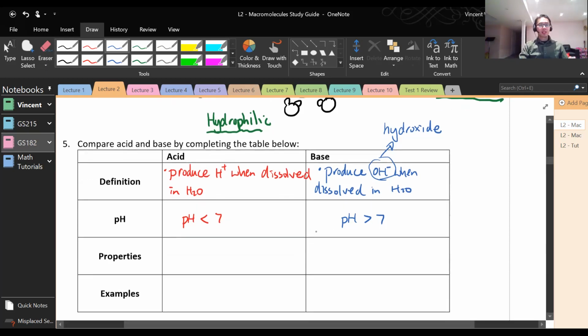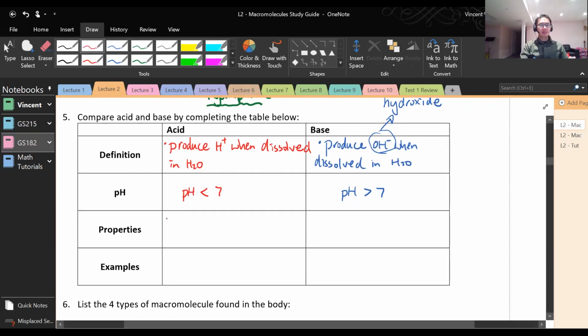Next, properties. Acids. If you taste acid, not every acid is safe to consume. I would tell you definitely do not drink your battery acid, but some are safe to consume. Some like orange juice, for example. If you try that, it's going to taste sour.